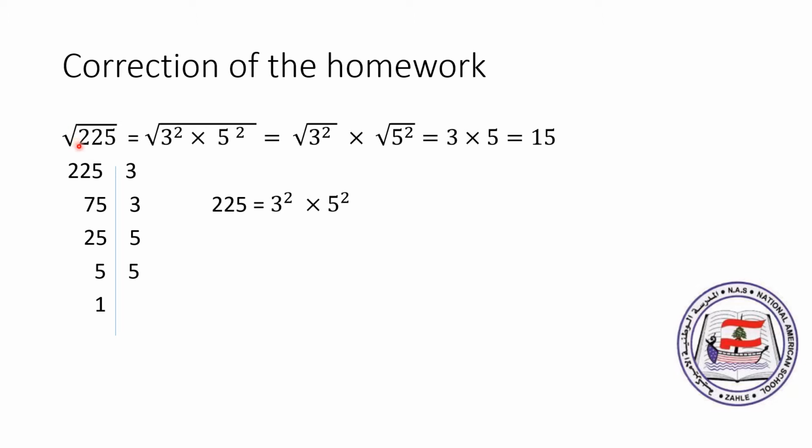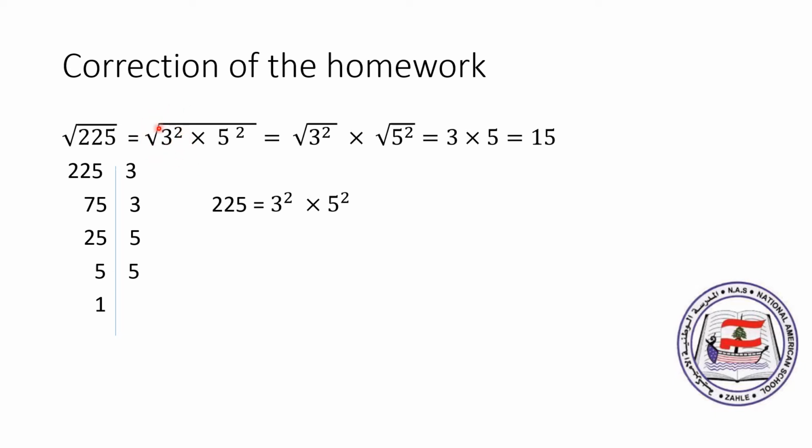225 should be written as a product of prime factors. So we need to do the prime decomposition of this number in order to reduce the radical writing. After doing the division, we get 225 is equal to 3 square times 5 square. So the square root of 225 is equal to the square root of 3 square times 5 square.